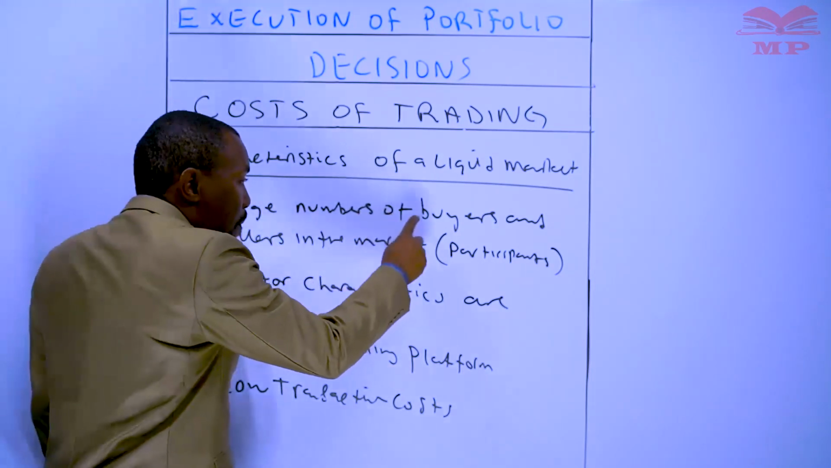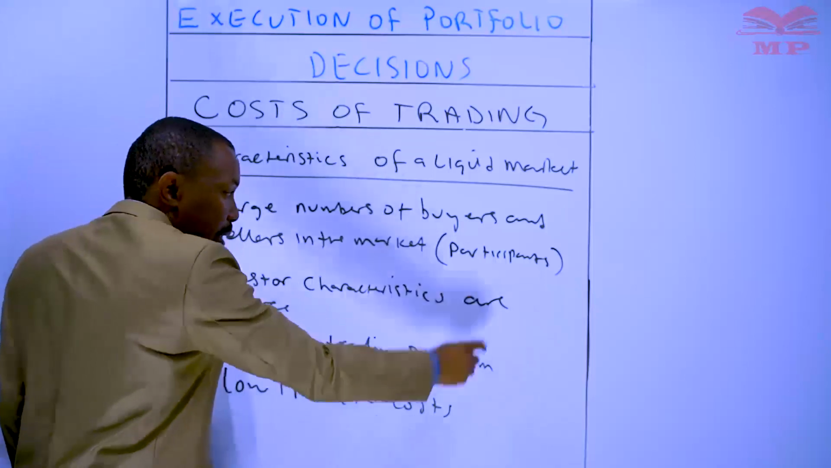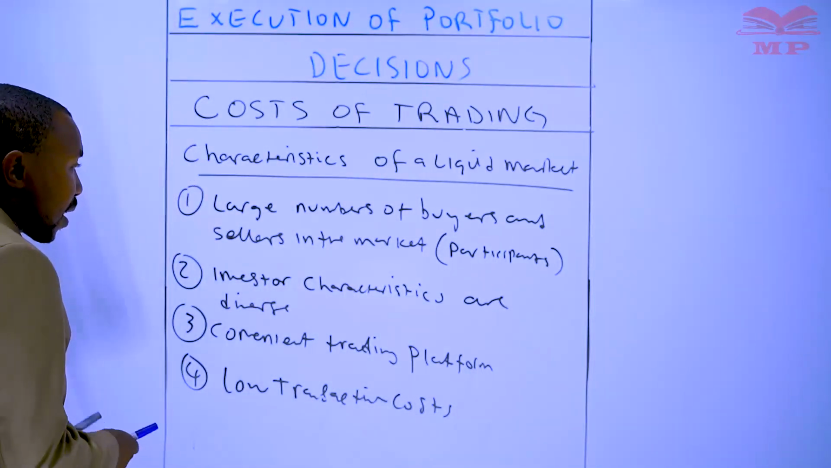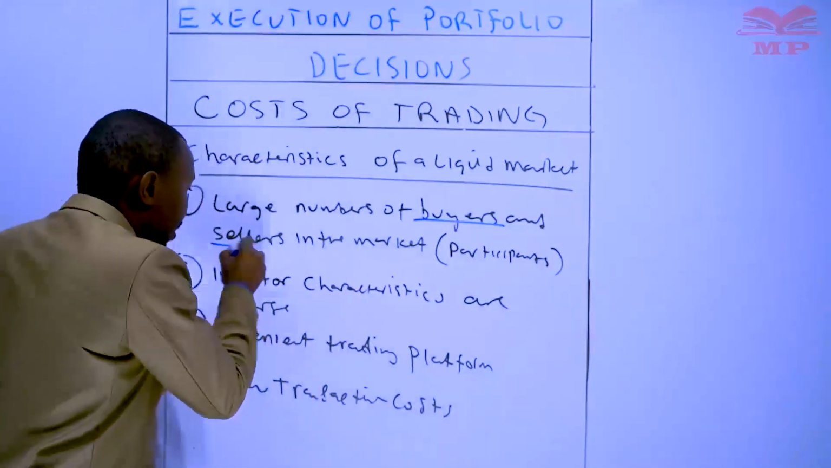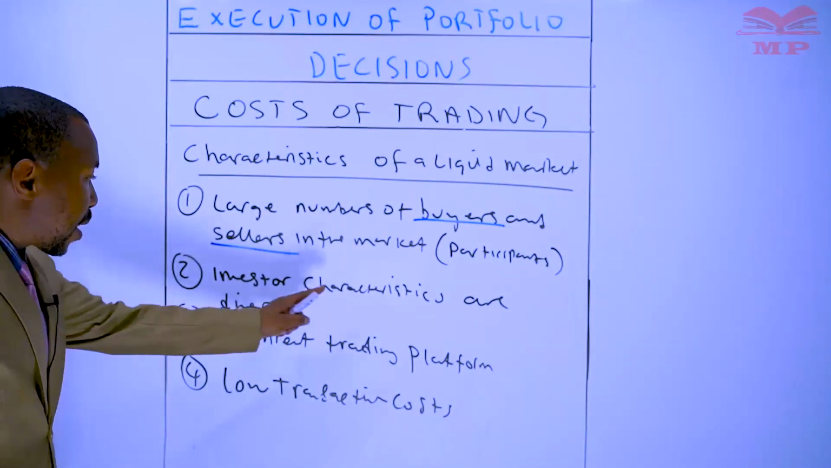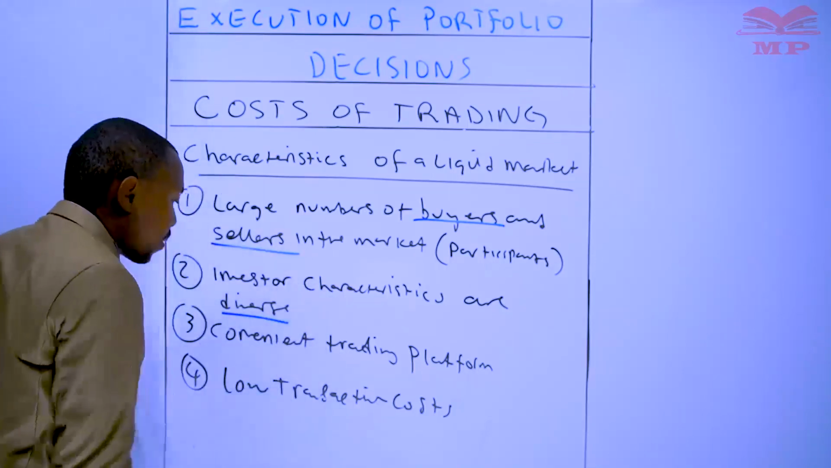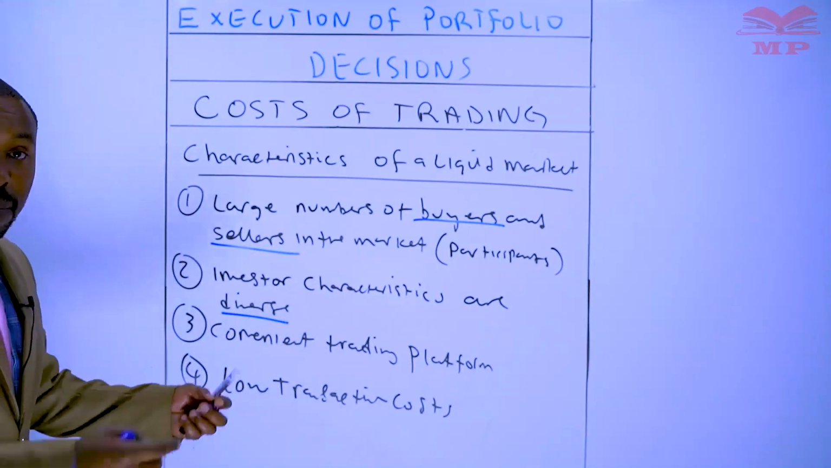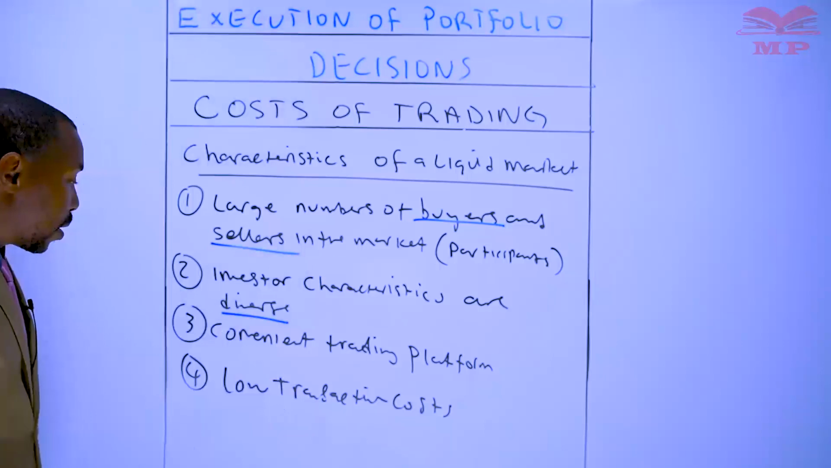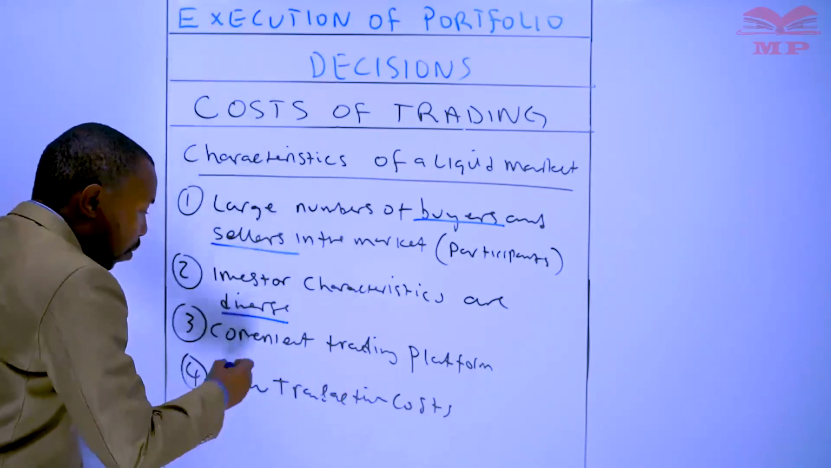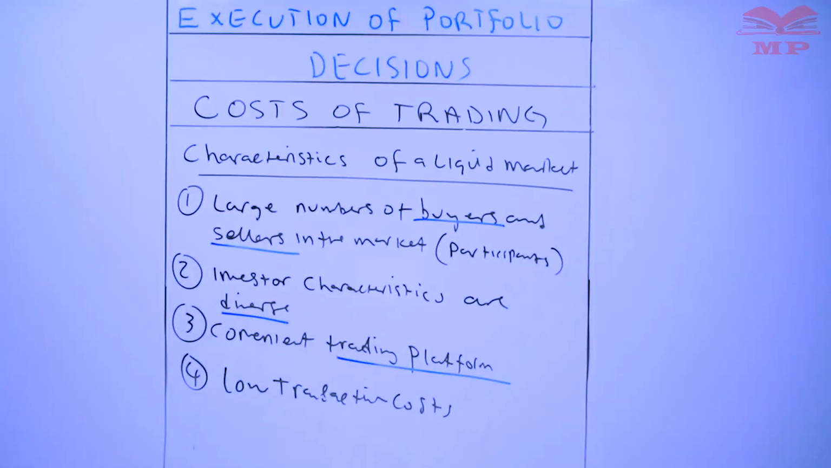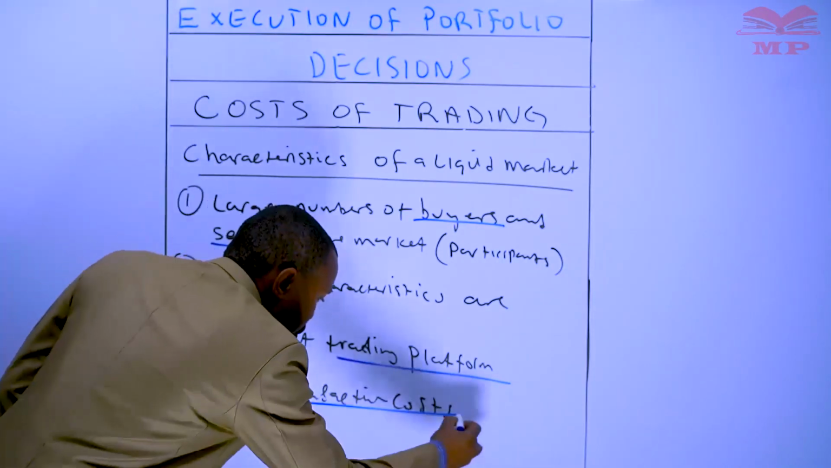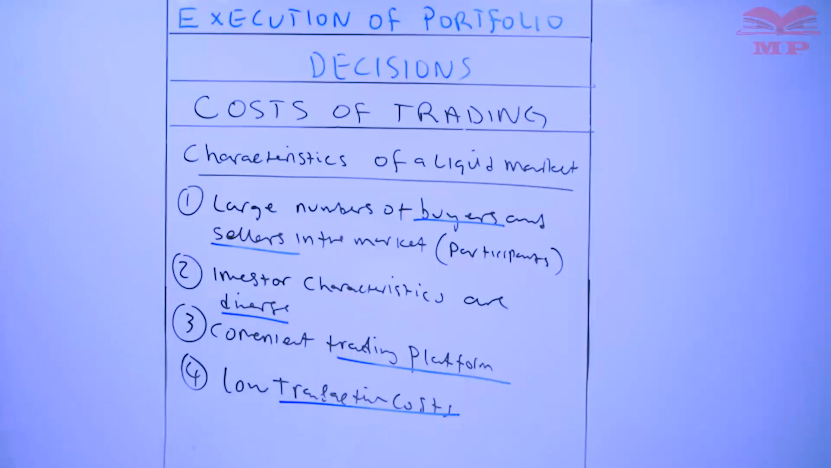Large numbers of buyers and sellers, participants, in the market. The key word here is a large number of buyers and sellers. Investor characteristics are diverse. They're different from my needs to other people's needs. Convenient trading platform is very important there. And low transaction costs is the key word there. So those are the major characteristics of a liquid market.